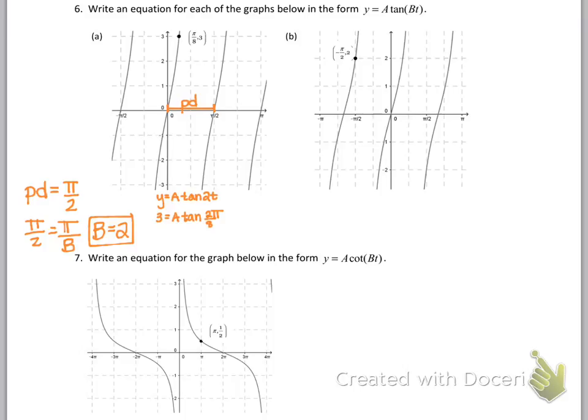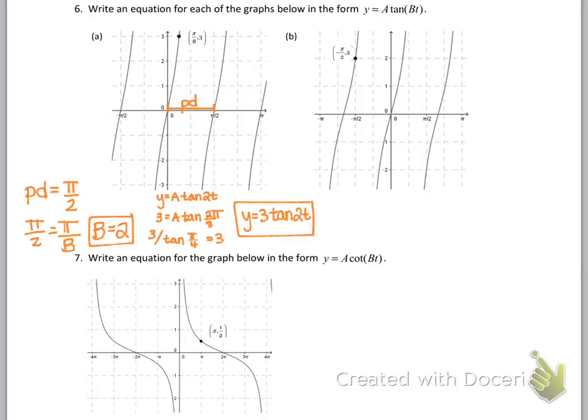Then in your calculator, since a is multiplied by tangent, you're going to do 3 divided by tangent of pi over 4, if you simplify, and that gives you 3. So your equation for this function is y equals 3 tangent of 2t. Again, you can probably look at the point and identify the amplitude as 3, but it's not always going to be given to you like that.